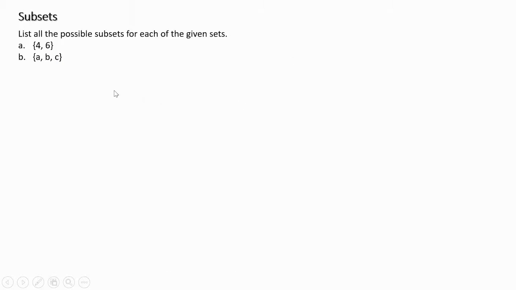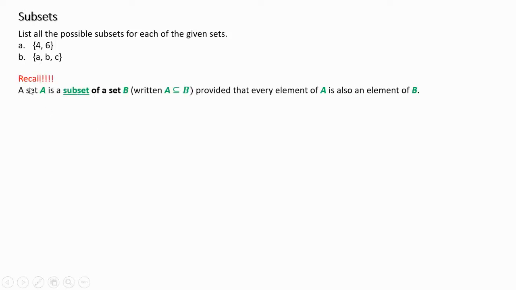Okay, now list all the possible subsets for each of the given sets. Remember, a set A is a subset of set B, written A is a subset of B, provided that every element in A is also in B. So for part A, here's my solution. Remember that you always start with the empty set. So the empty set is a subset of the set 4, 6.